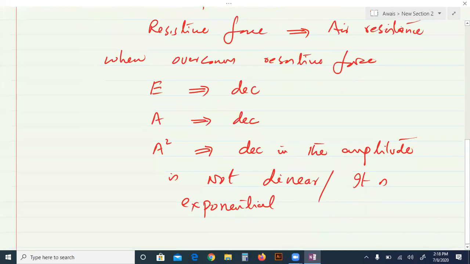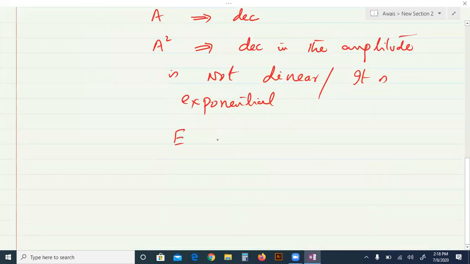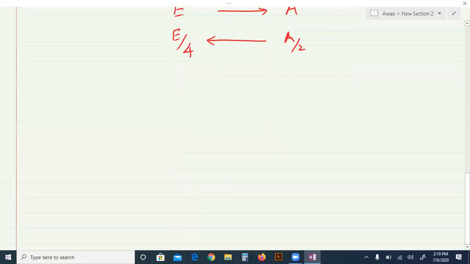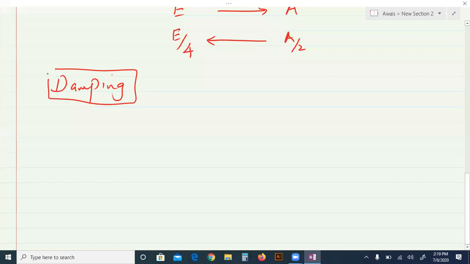So if the energy is E and amplitude is A, when amplitude decreases by 2, then the energy decreases by 4 due to the square of the amplitude. So this decrease is not uniform, not linear, so it is called exponential or non-linear decrease. And this decrease in the energy and its result on the decrease in the amplitude is called damping. So this process is called damping.